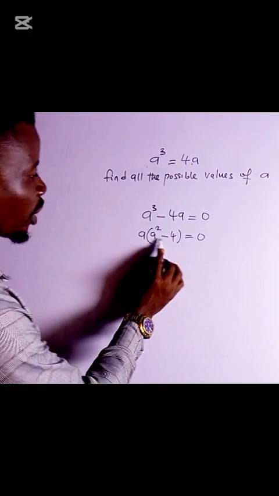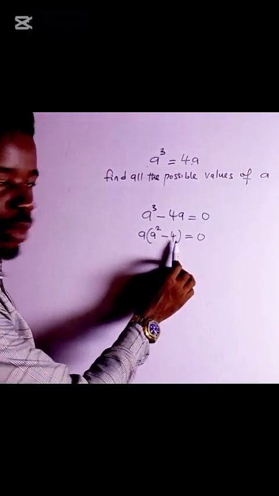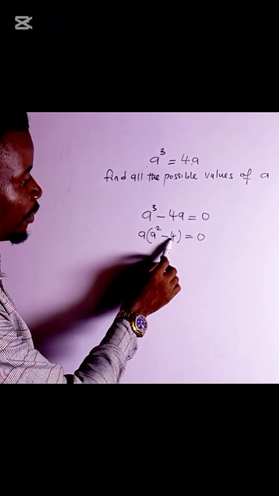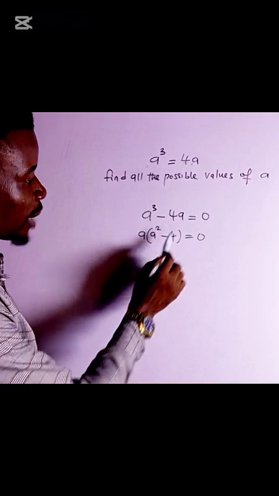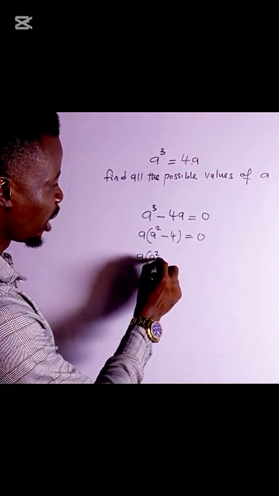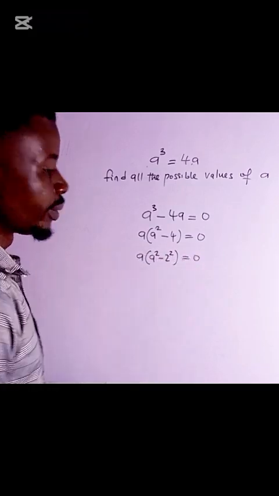Now, how do we factorize this? If you look at this expression, they are both squares. A squared is the result of what? A times a. And 4 is the result of what? 2 times 2. So it can be written as what? A into a squared minus 2 squared is equal to 0.